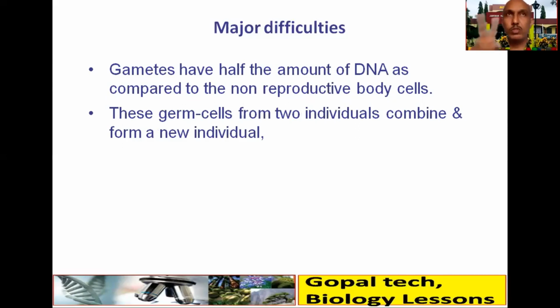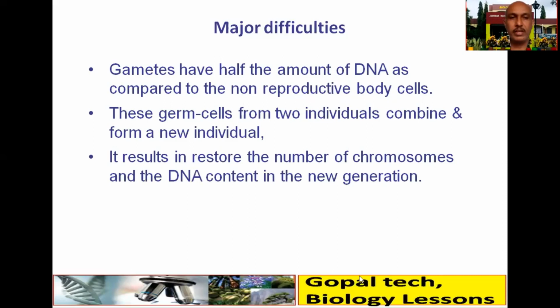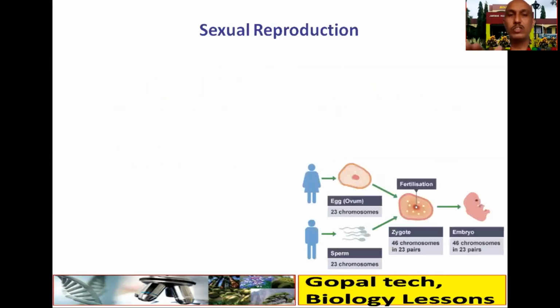These germ cells from the two individuals, that is male and female, combine and form a new individual. So n and n, now again what will it be? 2n. It restores the number of chromosomes and the DNA content in the new generation. The problem that was arising in sexual reproduction is solved by meiosis division. See here, the egg carries 23 chromosomes, the sperm carries 23 chromosomes, both fuse and fertilization results in 46 chromosomes, that is 23 pairs. Again the embryo has the same number of chromosomes as the parent, 46.